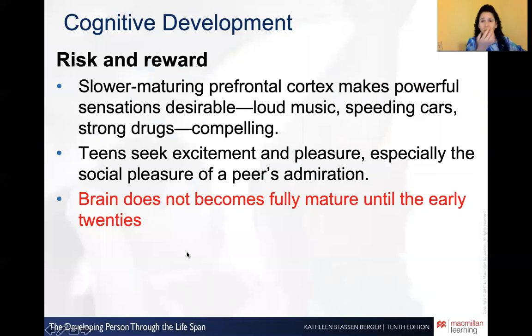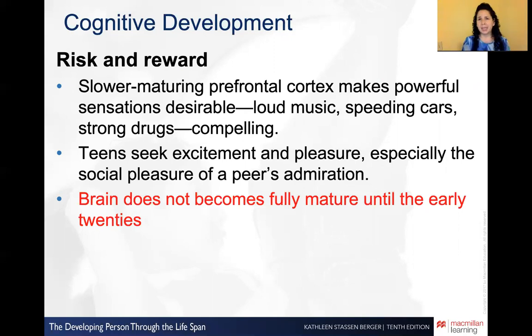Risk and reward. So again, our brain, our prefrontal cortex is still not fully developed. So our kids like some of these behaviors that are what we call risk and reward behaviors. Loud music, speeding cars, doing drugs, they're kind of maybe sometimes drawn to these things. They are enticing, especially if you come from a parent that's very strict and maybe you haven't had exposure to some of these things. And so we need to understand that until we're actually in our early 20s, that prefrontal cortex, which is kind of the decision-making part of our brain, is not fully developed.